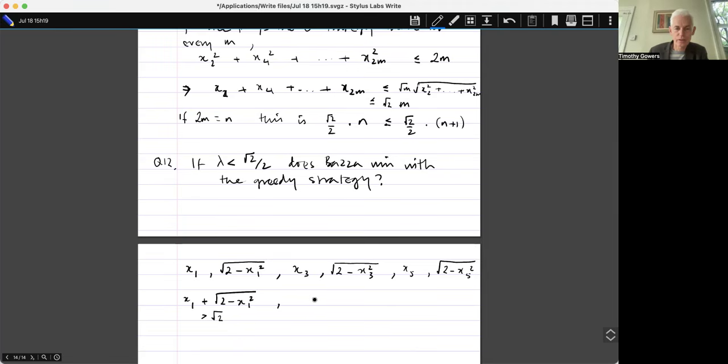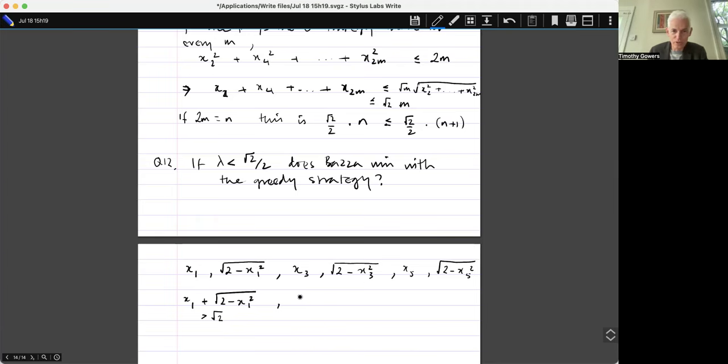So now that's greater than root 2, which is greater than twice root 2 over 2, or greater than 2 lambda. So this root 2 is 2 lambda, so that's bigger than 2 lambda. So this number here is going to have to be smaller than lambda. So again, it'll have to be smaller than root 2. And I think we're going to be able to keep repeating that argument.